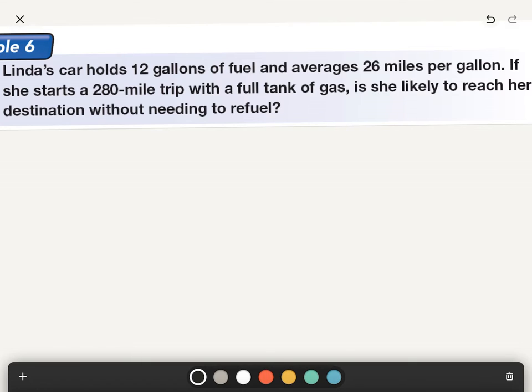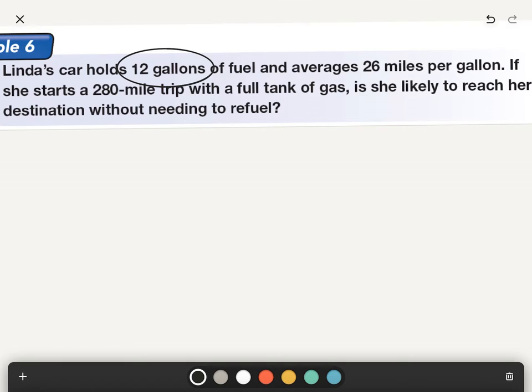Yeah. Very nice. Basically, we're just testing our equation against the 12 gallons. Is our answer going to be less than or more than 12 gallons? Because if our answer is 13 gallons, is she likely to make her destination without needing to refuel? Yes. No. Wait, maybe if she pushes for a little while. So looking at the equation, looking at what we're doing with these numbers.